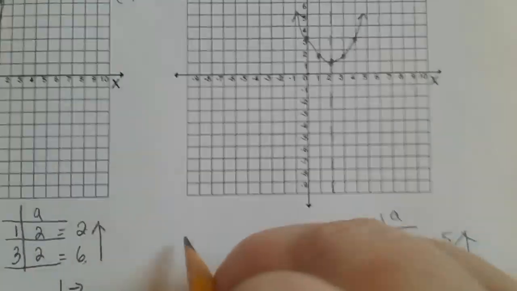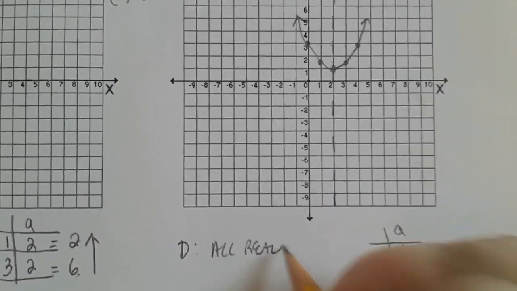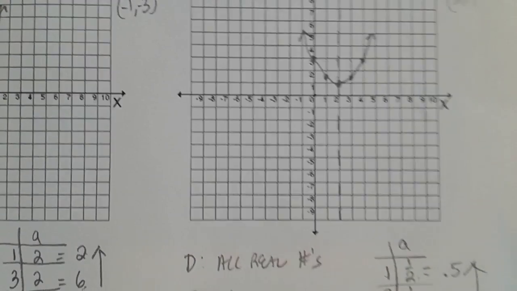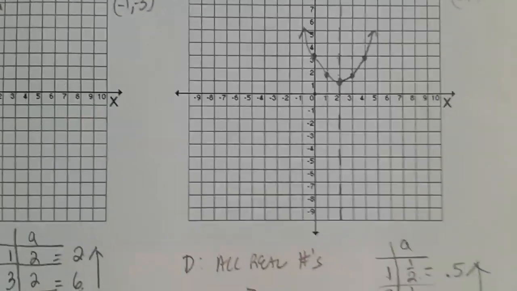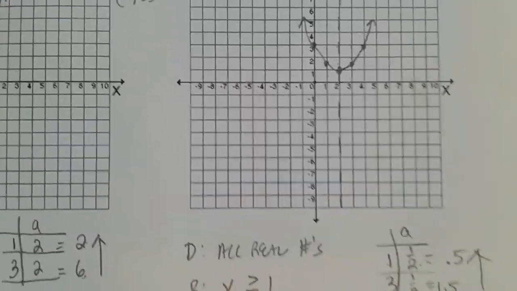So let me state the domain and range down below. The domain, as we said, for every problem, is going to be all real numbers. Our range, this opens up, so it's going to be greater than or equal to. The y-coordinate of the vertex is 1, so it's greater than or equal to 1.